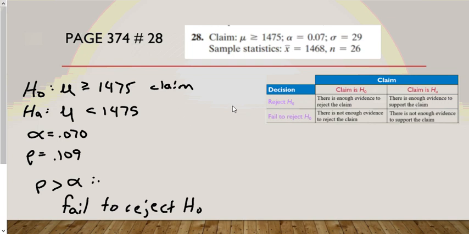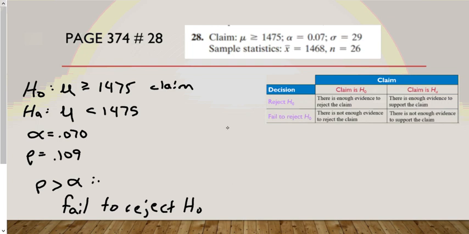And really, if you think about this, look, we took, I don't know what the context is here, but we took a sample and we got a mean of 1468 in our sample. So it wouldn't make sense to say, oh, let's now accept the claim that the mean is actually 1475 or larger. We really don't have any evidence for supporting that. And that's why we are careful with our language here, and we just say there's not enough evidence to reject the claim.